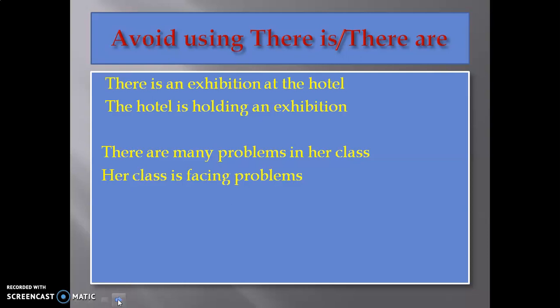Or there are many problems in her class. But we can write academically like her class is facing problems. In writing skills, we have to use our vocabulary in academic way. We have to use academically right words, academically right vocabulary.